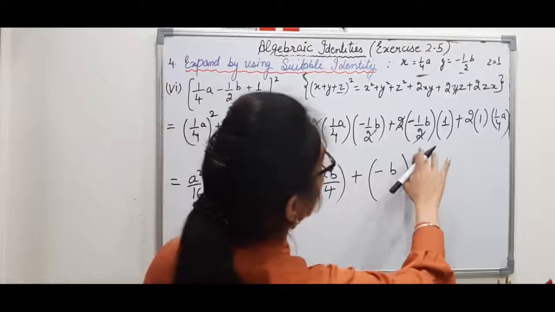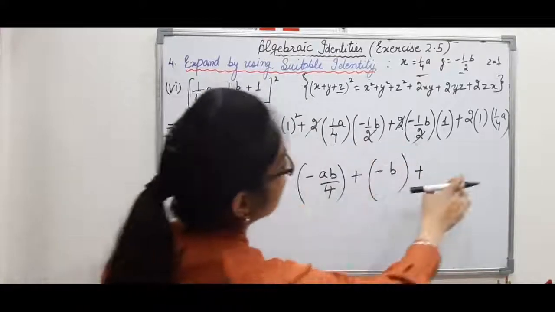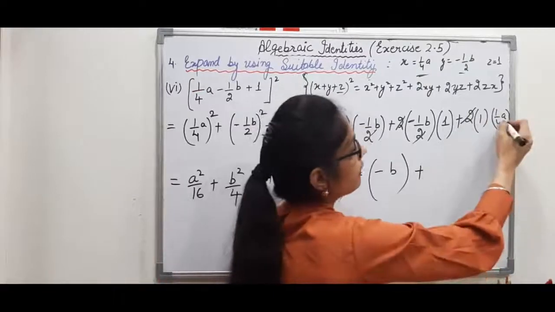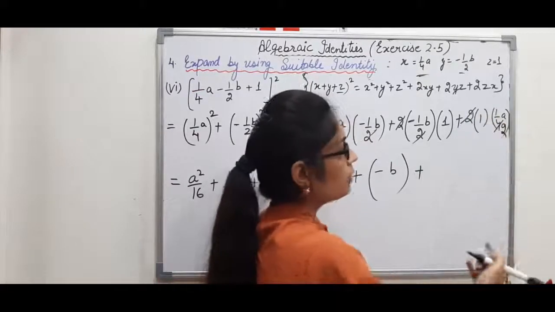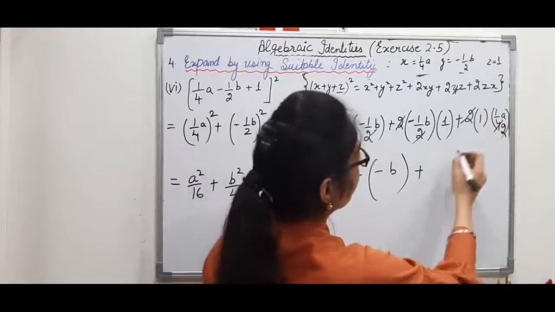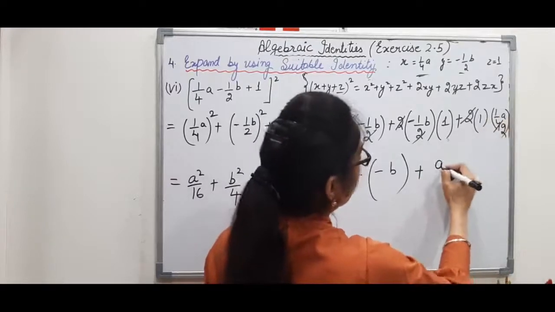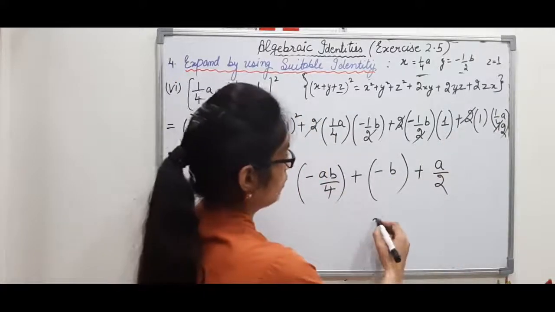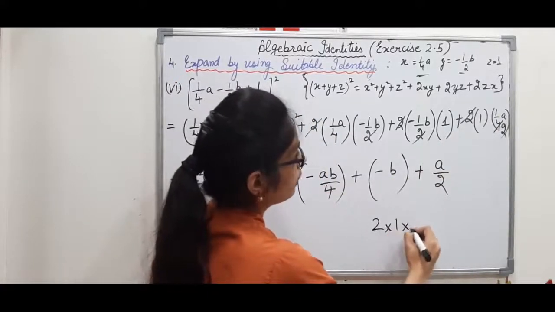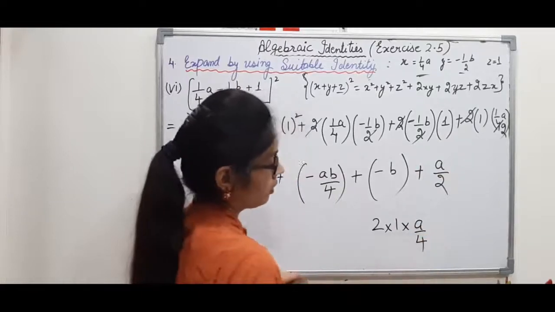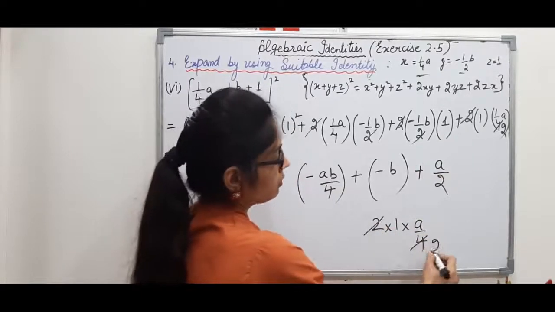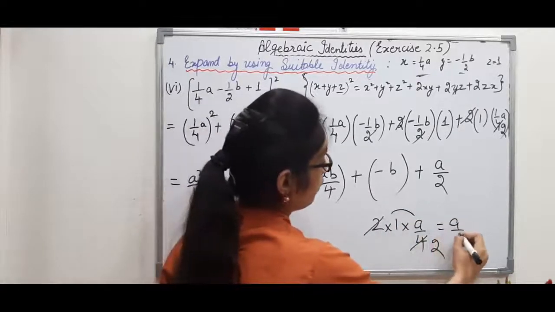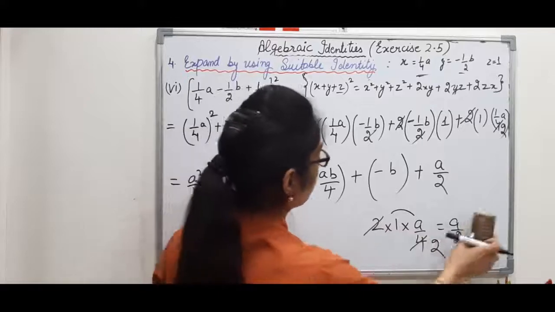So here if we see, this 2 will get cancelled with this, so 2 into 1 is 2, 2 into 2 is 4, so you will get 1 into 1 a upon 2. See, only cancellation we have done. This expression was like this, 2 into 1 into a upon 4. So 2 into 2 is 4, that's why I have done the cancellation. 1 into a is a upon 2. So only this thing we have written.